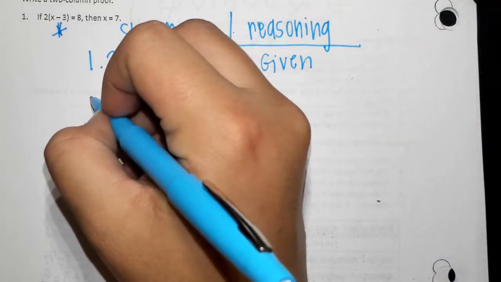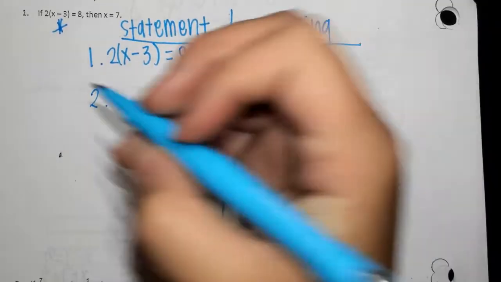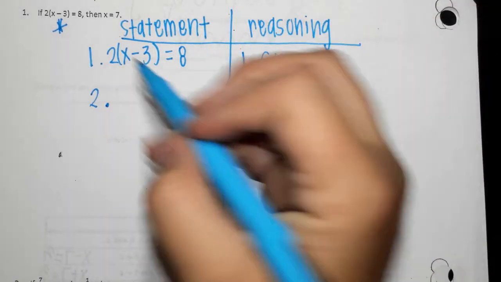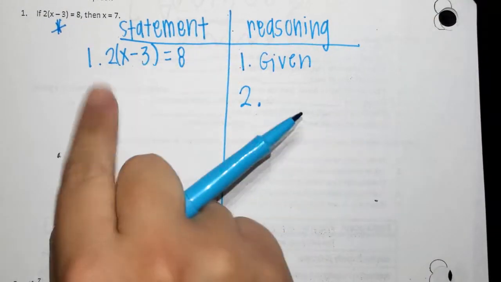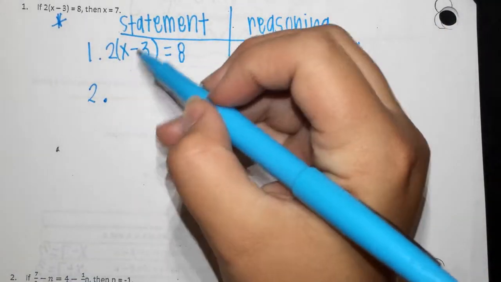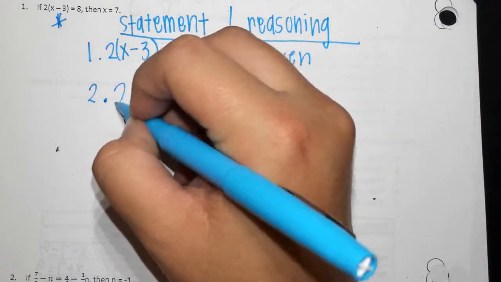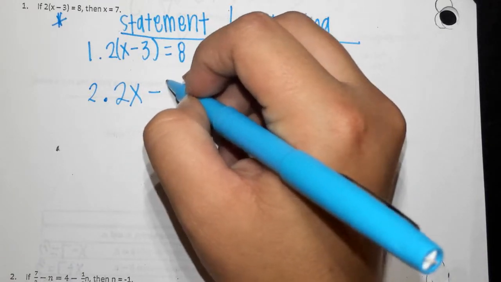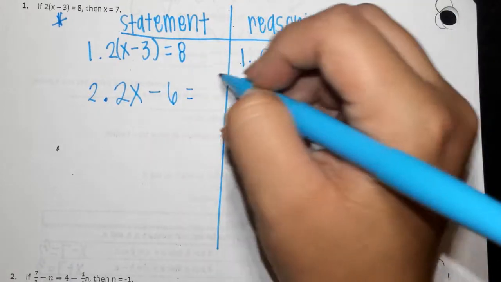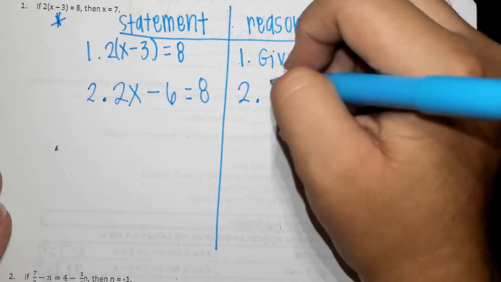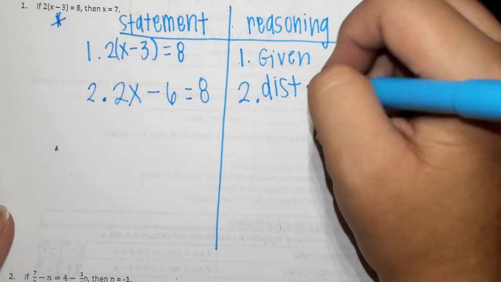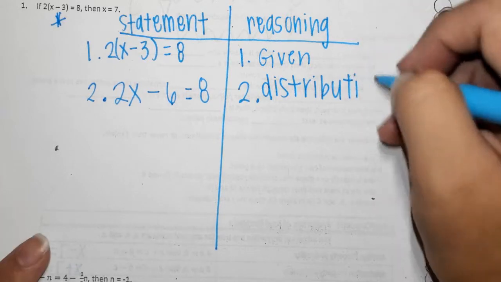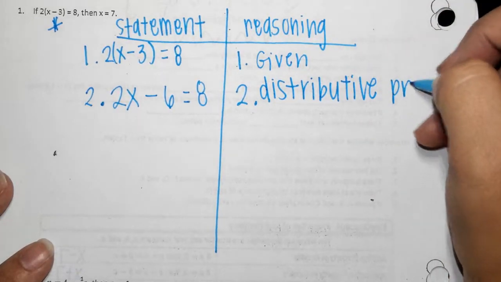What would you do next to prove this hypothesis? Okay, distribute. So, you see how I have step 1 for both, step 2 for both. After I distribute, what do I get? 2x what? Minus 6 equals 8. So your reasoning is distributive, or distribute. I like to put distributive property. P-R-O-P.